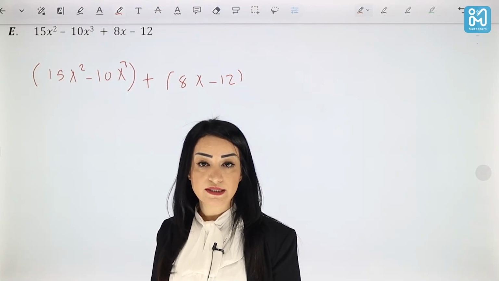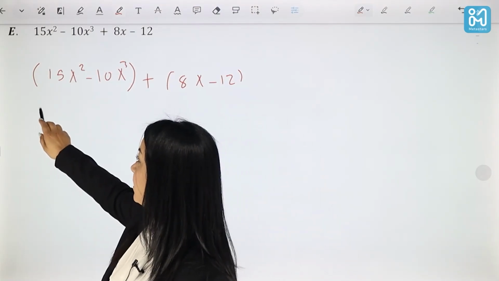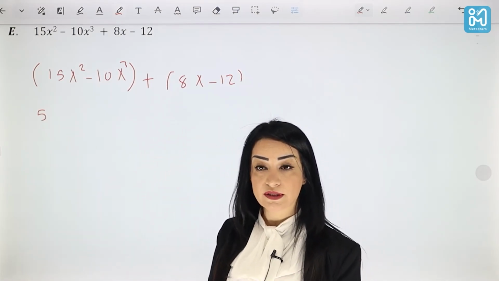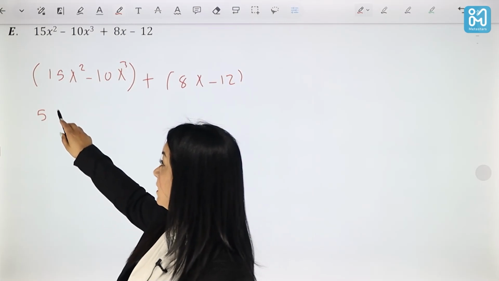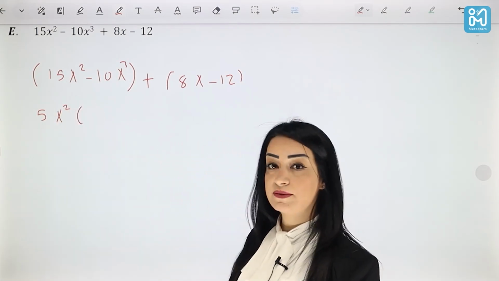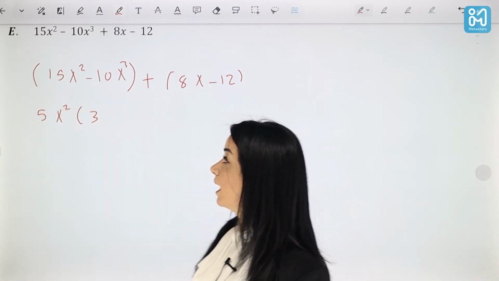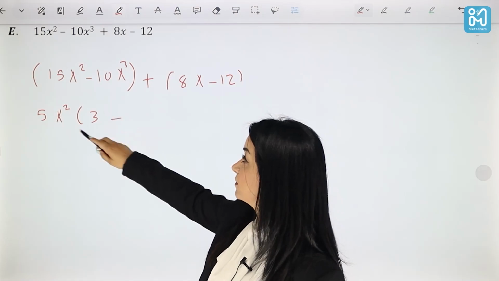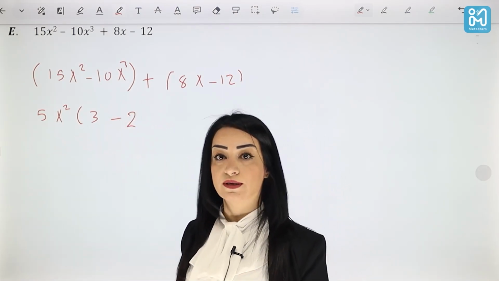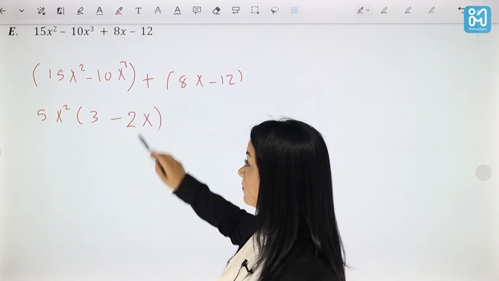15 and 10. What is the common factor between 15 and 10? It's 5. So let's take 5 outside. Then x squared and x cubic. What is the common factor between them? It's x squared. So x squared is out. So 5 times what equals 15? 5 times 3. X squared is all out. Minus 5 times what is equal to 10? Times 2. I have x cubic. I took x squared out. So x squared times x is equal to x cubic.